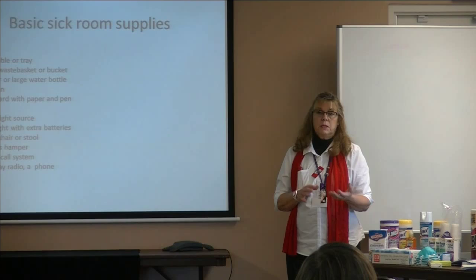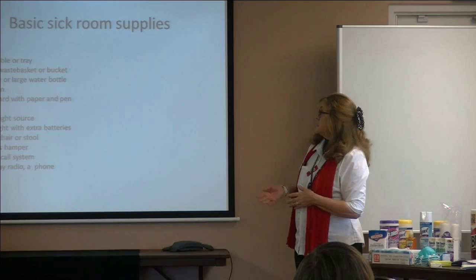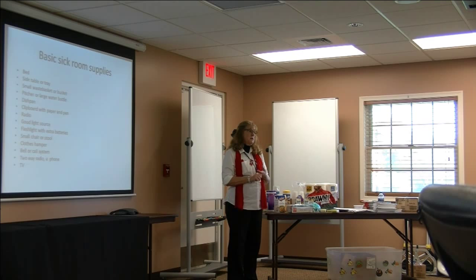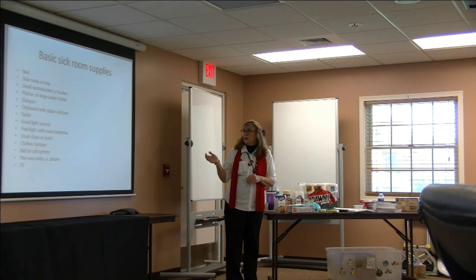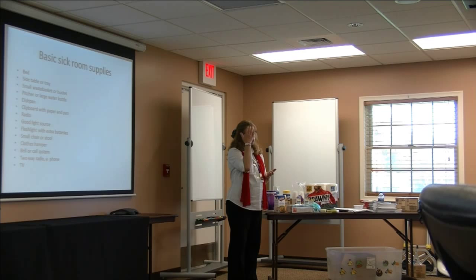So in the sick room, the basic supplies, you're going to have a bed. You'll want a side table, a small waste basket or bucket, and then just line that with a plastic liner. So when you throw waste in there, you don't have to handle it twice. You just tie it up, and then it's ready to be thrown out. You'll want a dish pan, because if they do become feverish, you'll take a washcloth and do the cool sponging, and that's all described in your book.